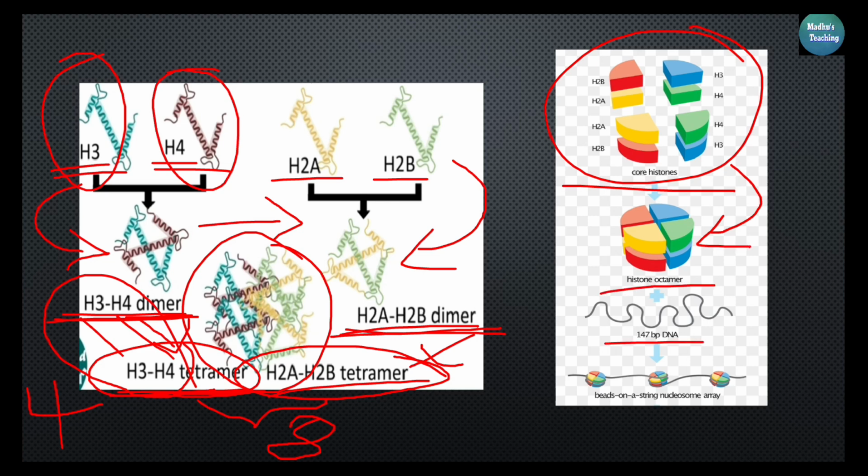And this 147 base pair DNA wraps around the histone core. The next level of organization after the nucleosome structure is the 10 nanometer fiber structure. It is formed by nucleosomes connected by the linker DNA. These are nucleosomes, and between the nucleosomes this is the linker DNA. Linker DNA is nothing but the DNA which is present between two nucleosomes. This 10 nanometer fiber structure appears as a beads on a string like structure. The nucleosomes are the beads and the linker DNA is the string.